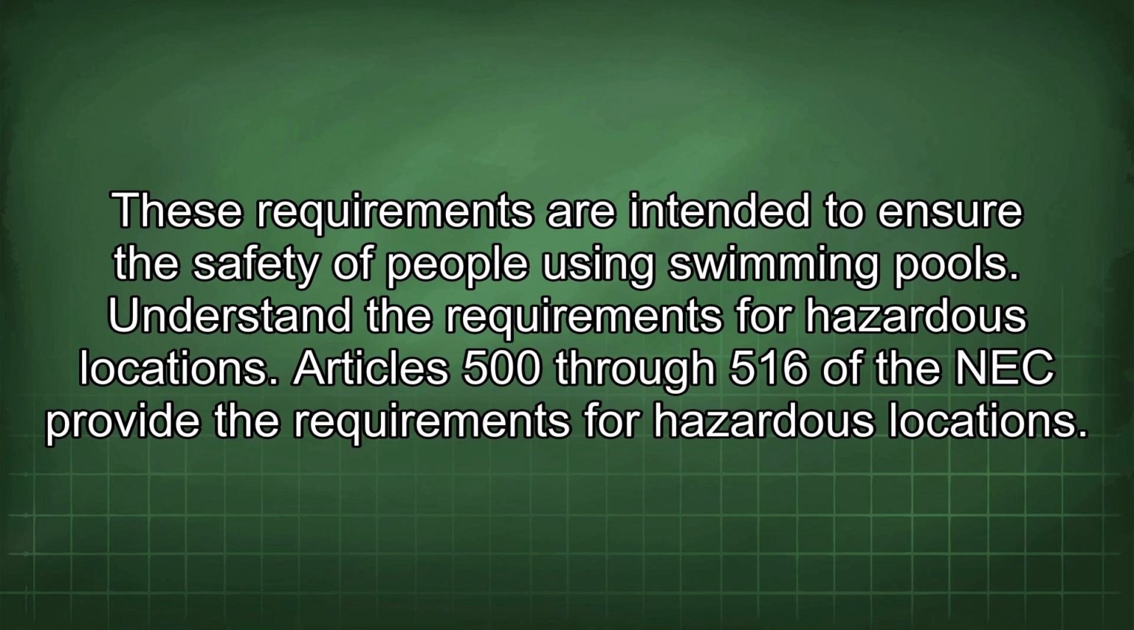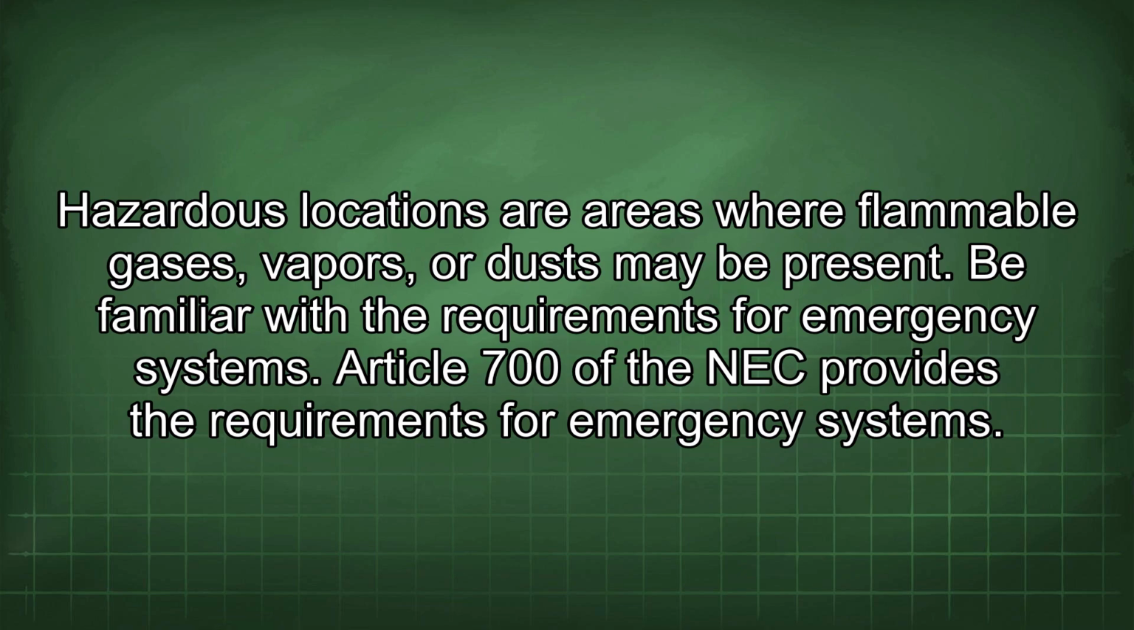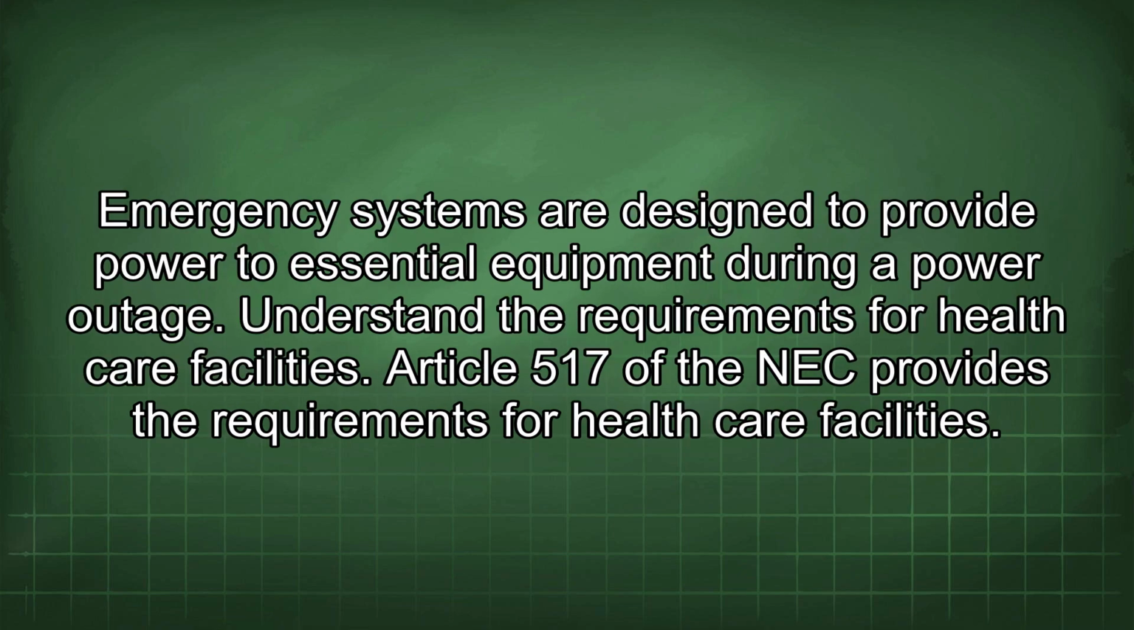Understand the requirements for hazardous locations. Articles 500 through 516 of the NEC provide the requirements for hazardous locations. Hazardous locations are areas where flammable gases, vapors, or dust may be present. Be familiar with the requirements for emergency systems. Article 700 of the NEC provides the requirements for emergency systems. Emergency systems are designed to provide power to essential equipment during a power outage.